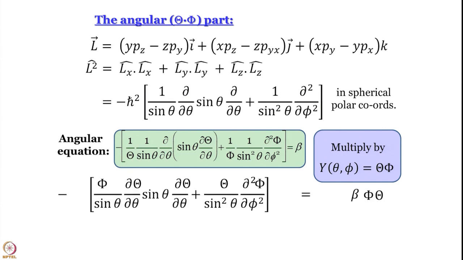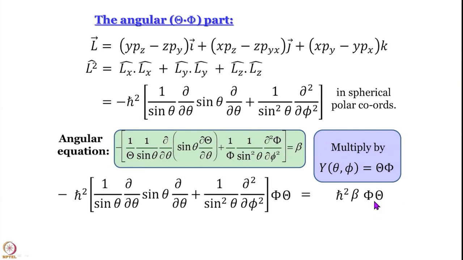So, this is what we will do. First of all, we will multiply by capital theta capital phi. This capital theta will cancel and you get capital phi in the numerator. Here this capital phi will get cancelled and you get capital theta in the numerator. Now, let us multiply by h cross square. On the left hand side we have minus h cross square capital phi by sin theta, del del theta of sin theta del capital theta del theta, plus capital theta by sin square theta multiplied by del 2 capital phi del phi 2, that is equal to h cross square beta capital phi capital theta.